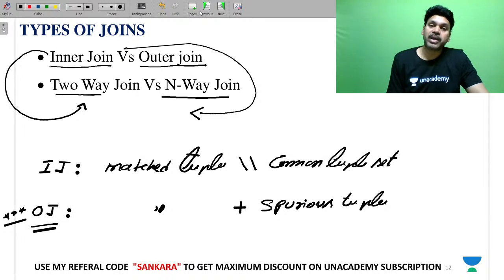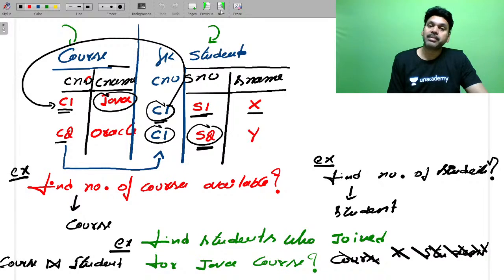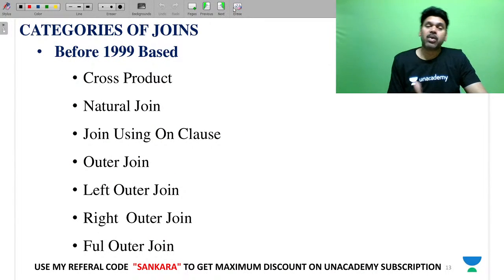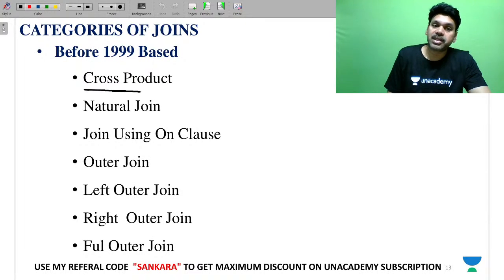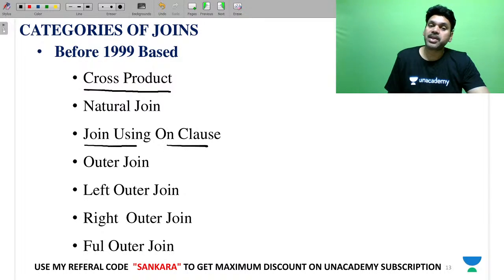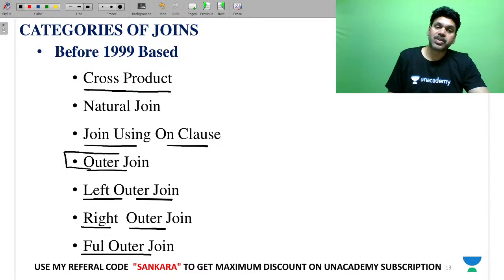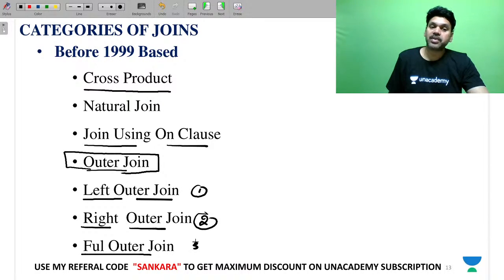Now, let me explain the different varieties of joins like inner join, outer join, two-way and n-way join. So, categories of joins we are having. According to Oracle standard, the first variety of join is a cross product. And the next is natural join, then join using the ON clause, then outer join: left outer, right outer, full outer. So your outer join has got these flavors: left outer, right outer, and full outer join.